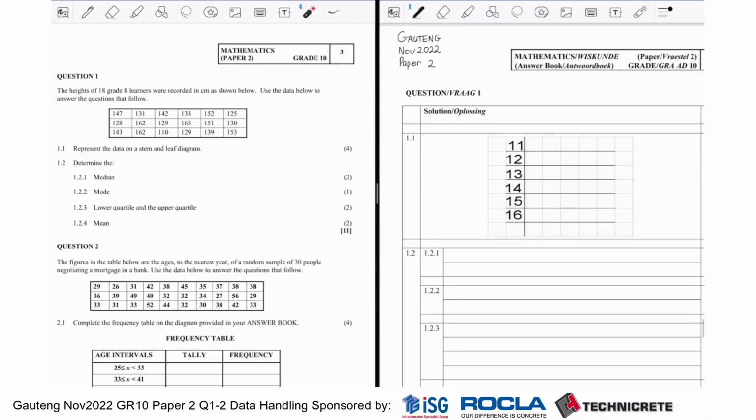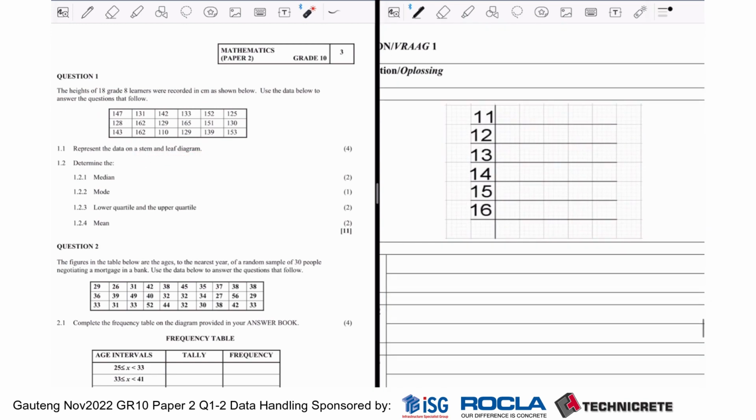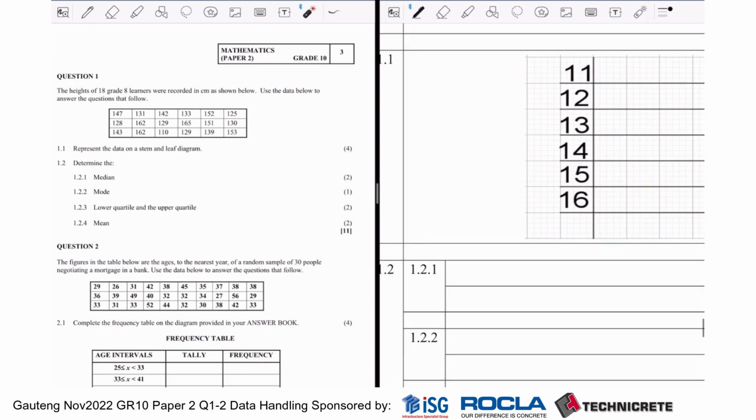Gauteng, November 2020, grade 10 maths, paper 2. So this is question 1, and we're given the height of 18 grade 8 learners recorded in centimeters in this table. And we've got to answer the following questions. So the first is to represent the data on a stem and leaf diagram, and we're given this chart here.